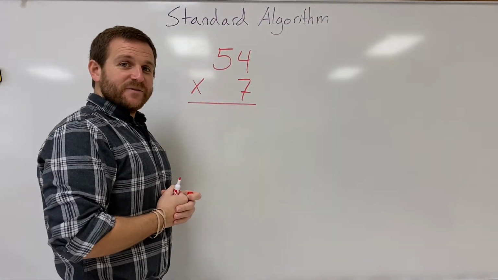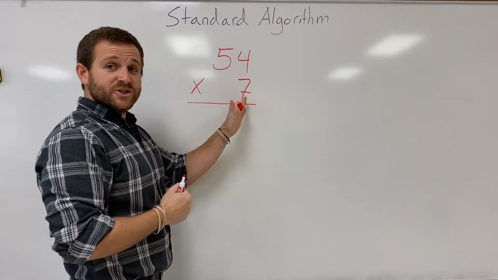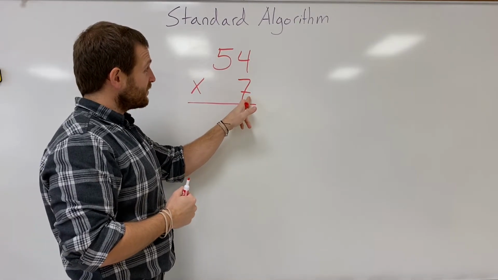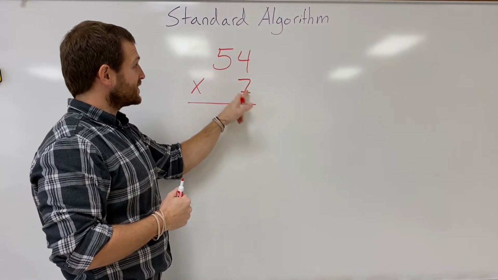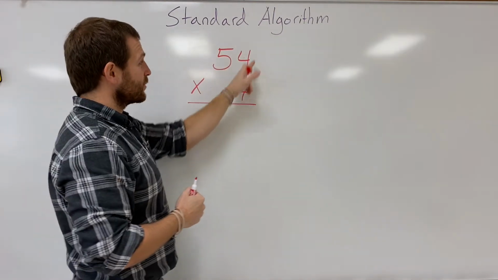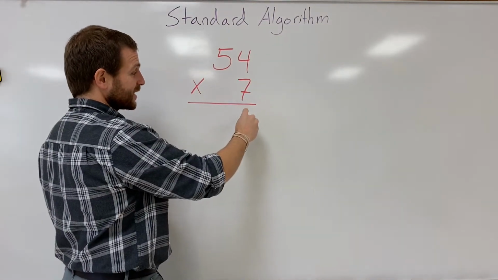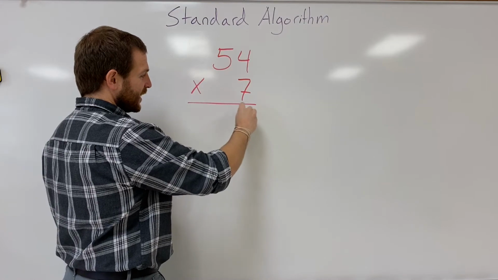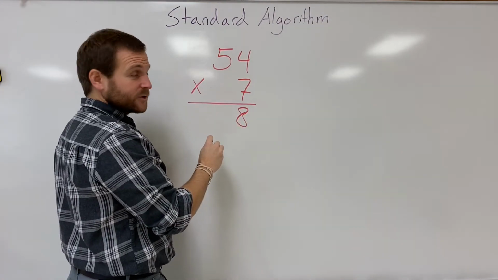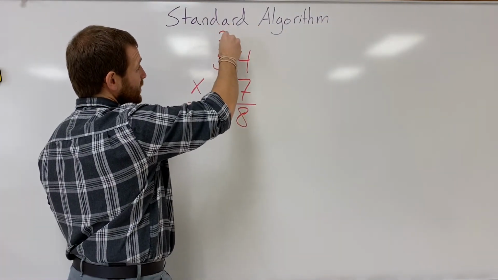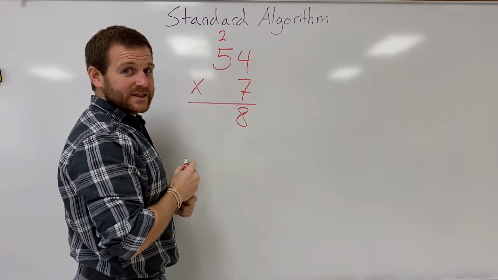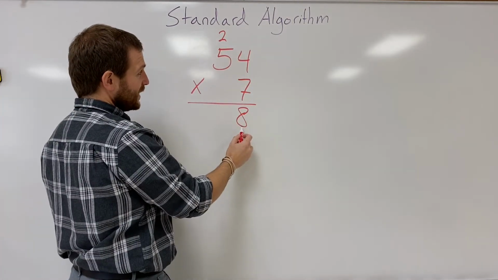Here's another example of the standard algorithm. So again, we're going to start with our single digit. So 7 times 4, and then 7 times 50. So let's start with 7 times 4 is going to give me 28. So my 8 goes down here, and I carry my 2 10s, or my 20, up there, 28.